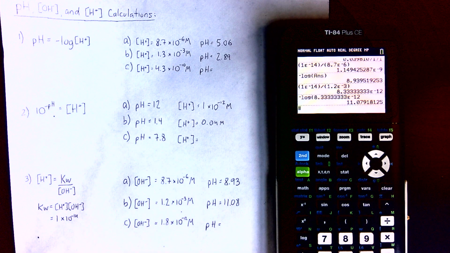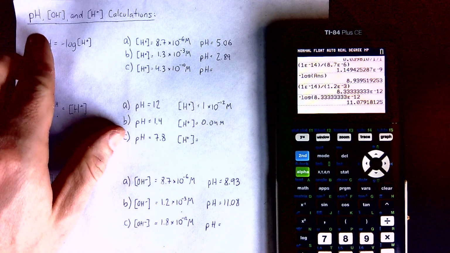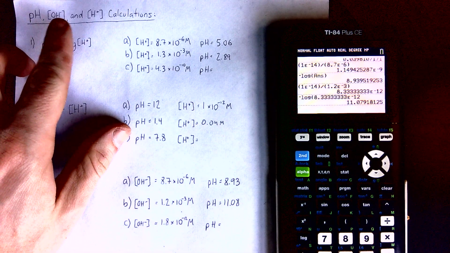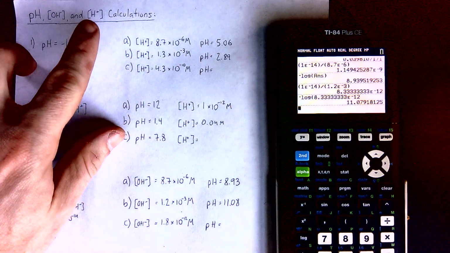You can go ahead and try part C, and hopefully this helped you understand how to do calculations involving pH, hydroxide concentration, and the concentration of H plus ions.